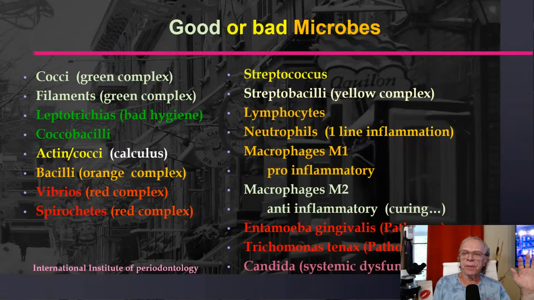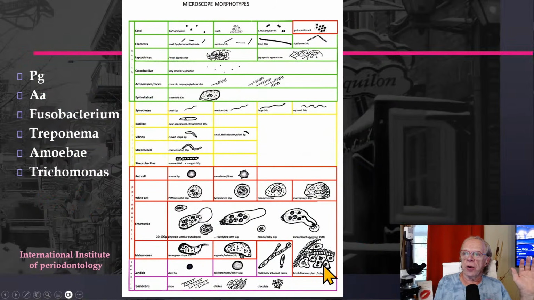This is health. This is health. And from the time you have bacilli, vibrio, and spirochete, then you have gum disease, gingivitis. And from there, you have neutrophil and macrophage coming in. And then you have parasite, Entamoeba gingivalis, and Trichomonas tenax, sometimes Candida. So we see all this on the microscope.